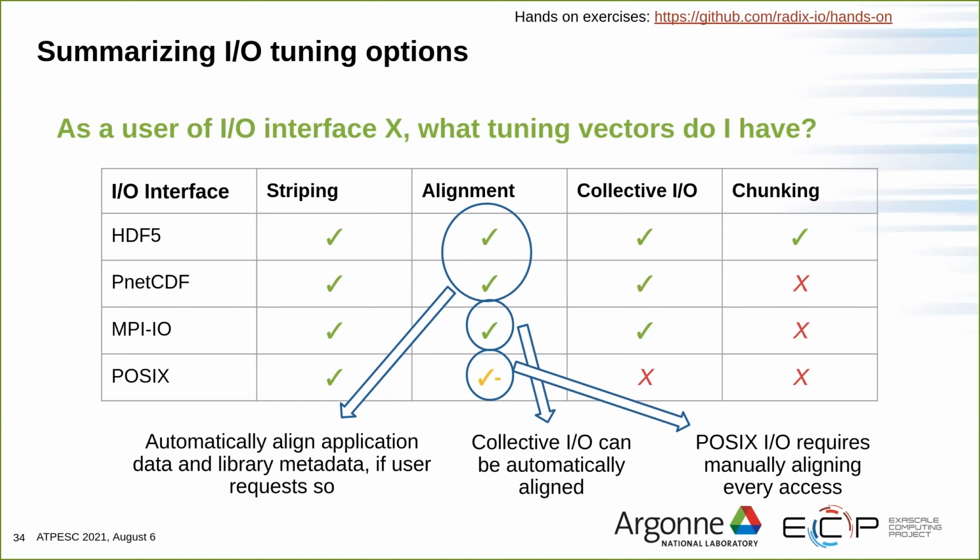As we've seen, collective IO is really useful. It's obviously available in MPIO and also used by PNetCDF to give you really performant IO to shared files. And lastly, chunking is something that's only applicable to HDF5, but we've seen how it can be a really useful optimization if you want to make sure that your file access patterns match how the file is organized on disk.